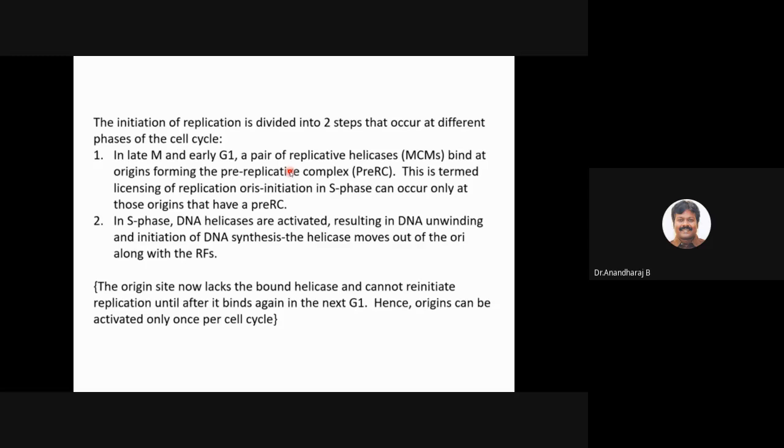So only when these are all positioned correctly, then the checkpoints, those checkpoints will give the license for replication. Okay, you can proceed for the replication. You are able to enter into the S phase.